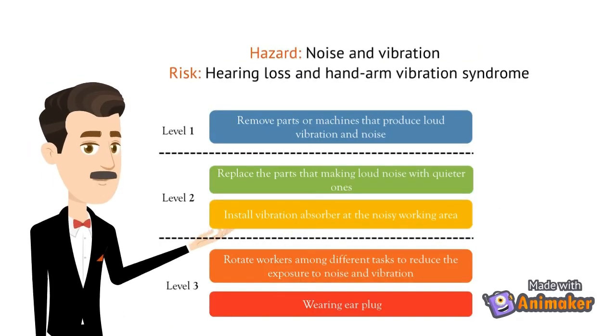Noise and vibration hazards can cause hearing loss and hand-arm vibration syndrome in workers. Based on the hierarchy of control, we can eliminate the hazard by removing parts or machines that produce loud vibration and noise. Then, replace the parts that make loud noise with quieter ones. After that, install a vibration absorber at the noisy working area. For administrative control, rotate the workers among different tasks to reduce exposure to noise and vibration. And lastly, provide PPE, which is wearing earplugs.